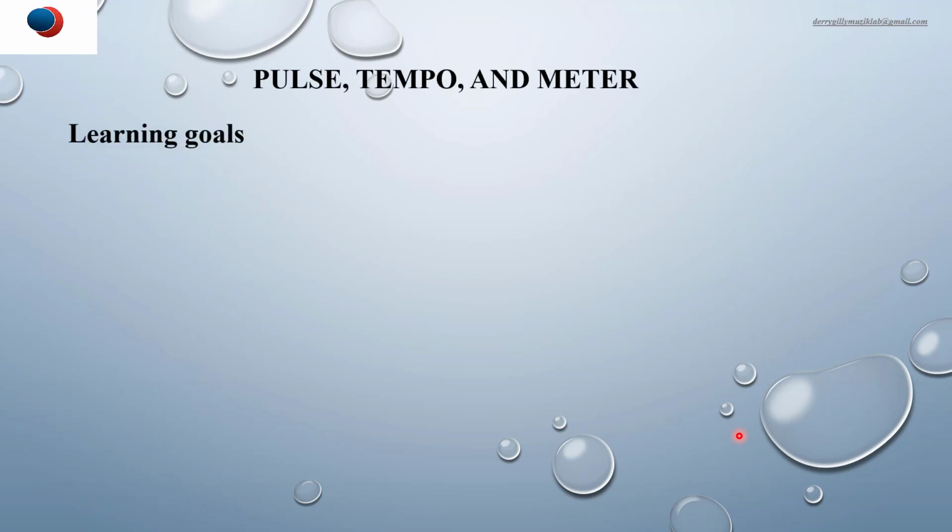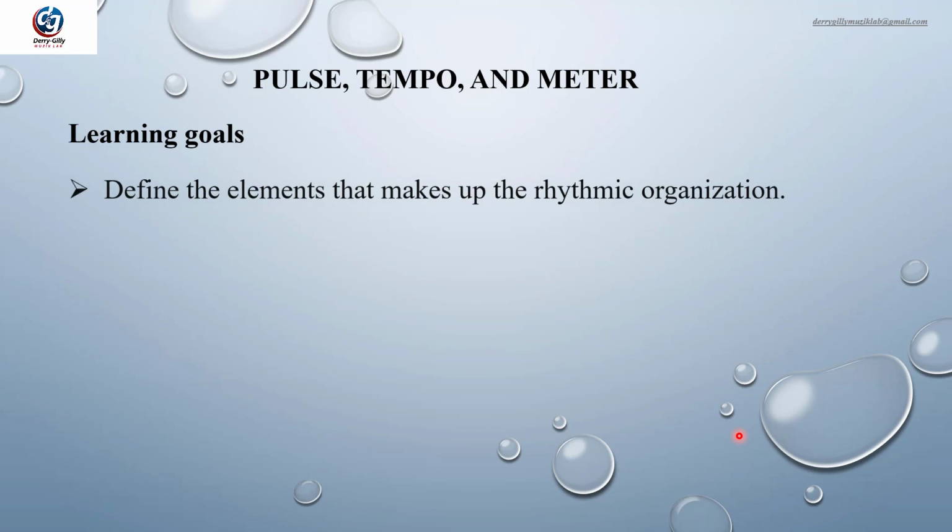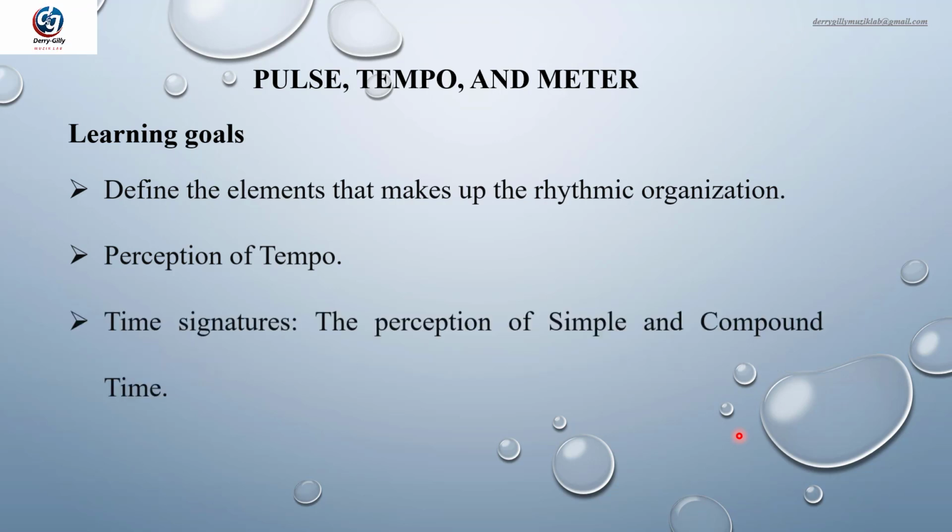Let's look at our goals for today. We are going to define the elements that make up the rhythmic organization, and then we are also going to talk about the perception of tempo. We will also talk about time signatures, that is the perception of simple and compound time. Then lastly, we'll talk about how these elements interact in music.